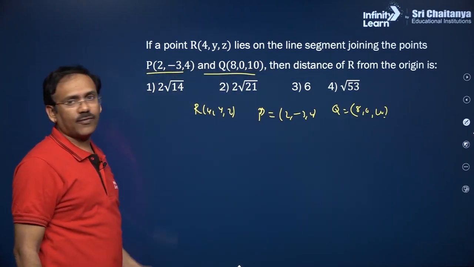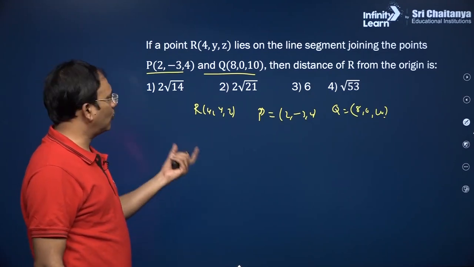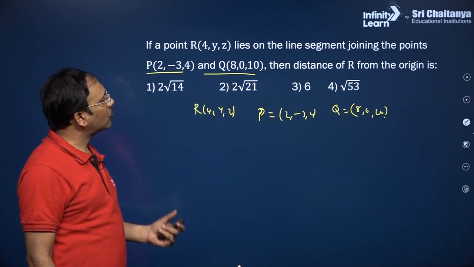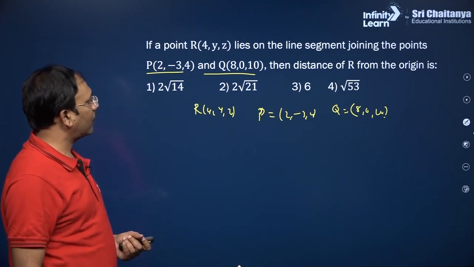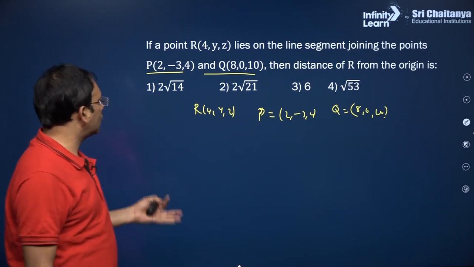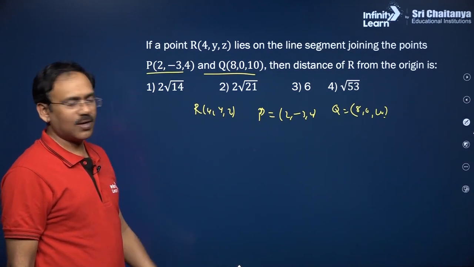Then the distance R from the origin. The point R is not known completely. We have to find that, and then we can see the distance of R from the origin. Once you find R, you have to find the y value also. So, you can find OR square.